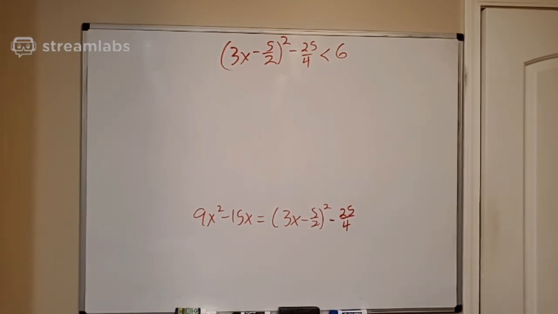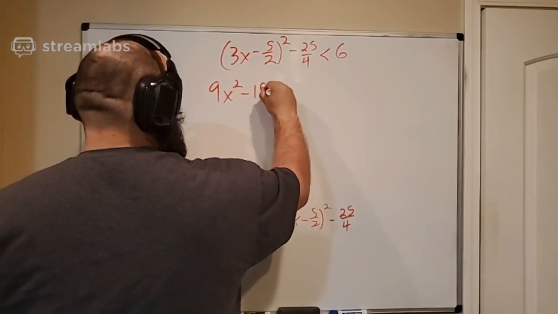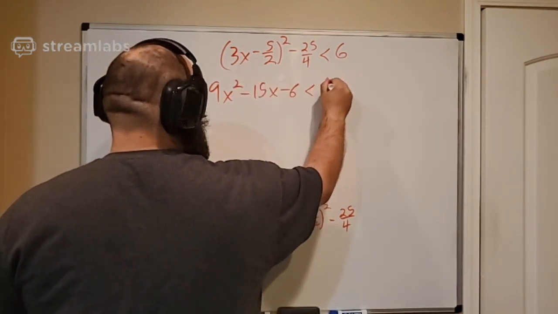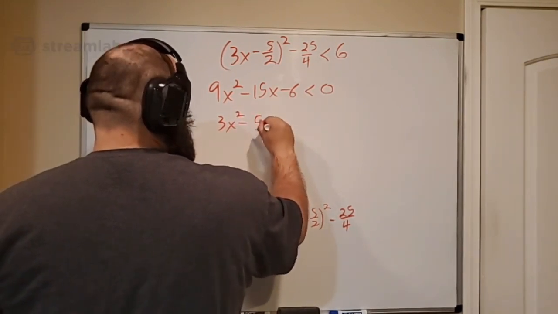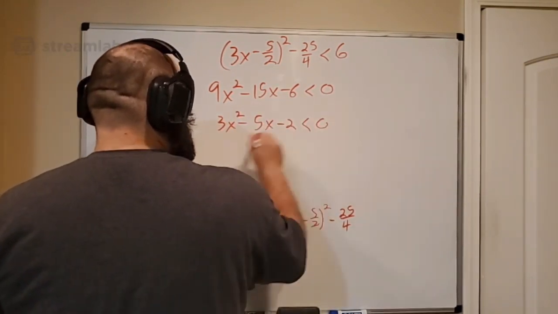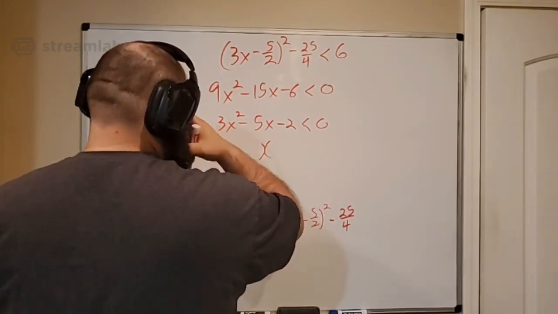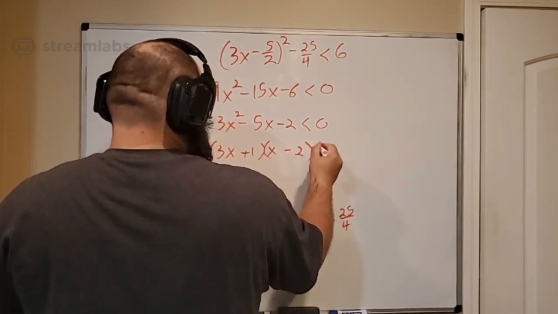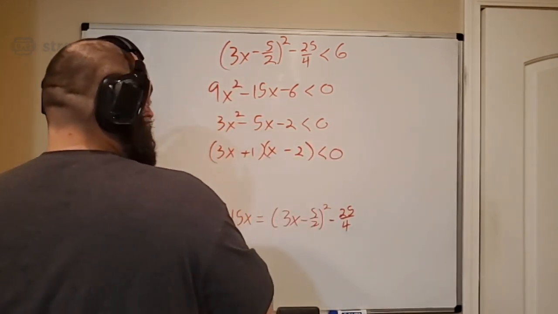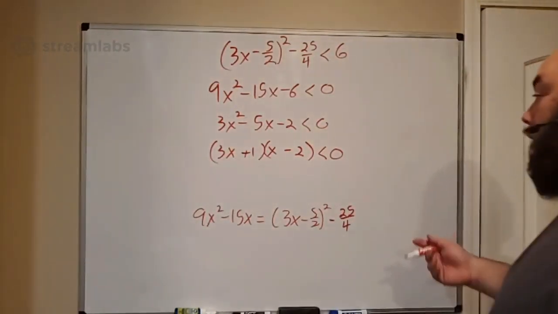You could use this, I guess that's an option. So let me see. So minus 15x minus 6. You get 3x squared minus 5x minus 2 is less than 0. 3x, this would be minus 2 plus 1. Hey, this one does factor pretty easily. Okay. So you don't have to use what you just factored. You can use what you just factored. That is an option as well. Or you could go ahead and subtract it over and factor.